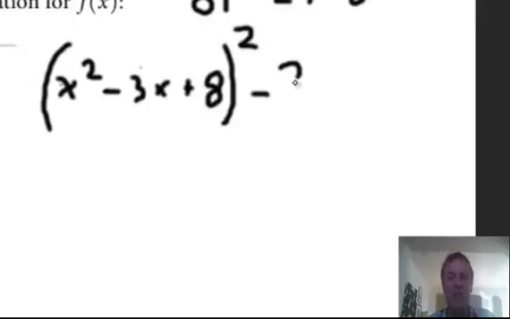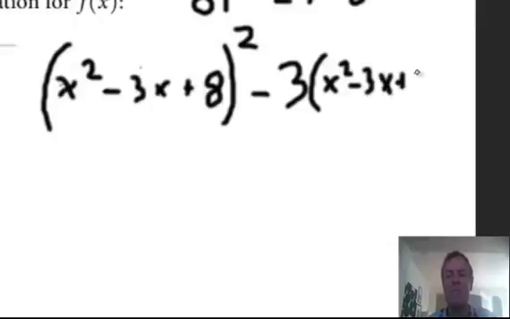Minus 3 lots of x, but again, x is now going to be replaced with x squared minus 3x plus 8. I'm running out of room here. And I've still got plus 8 at the end. Now that is going to be hard for you to do the algebra on. So why don't we just take 1 and put it into the g equation. Once I find the answer, put that into the g equation as well.